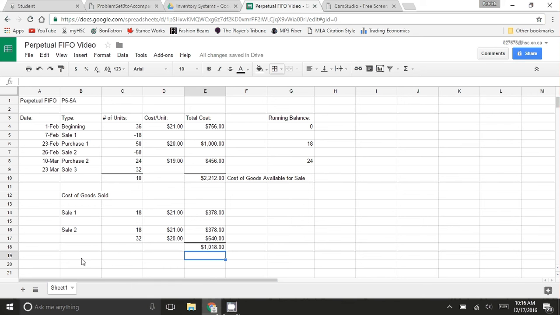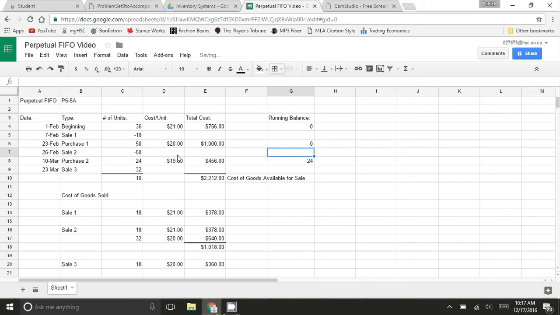So we're going to move on to sale 3 now, and we sold 32 units here. So we're going to have to finish off these 18 remaining ones from purchase 1. So we're going to go there at $20. And that will give us $360, okay. And then we have 32 minus 18, 14 units left. So we're going to move this down to 0, sorry. I should have done that for the 18 units we sold here.